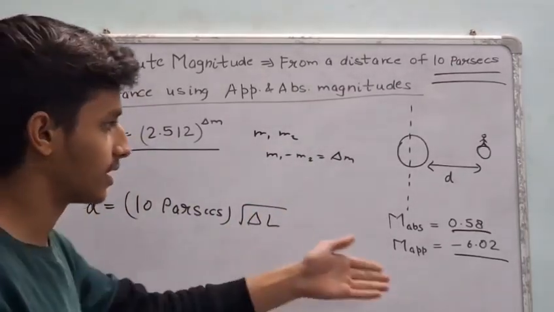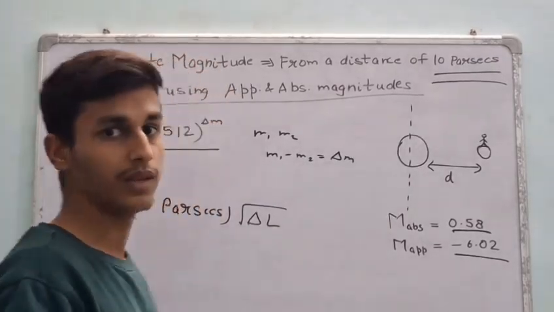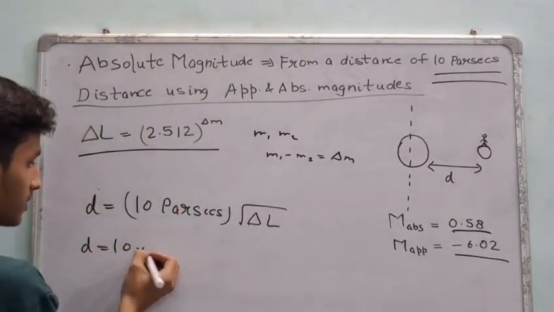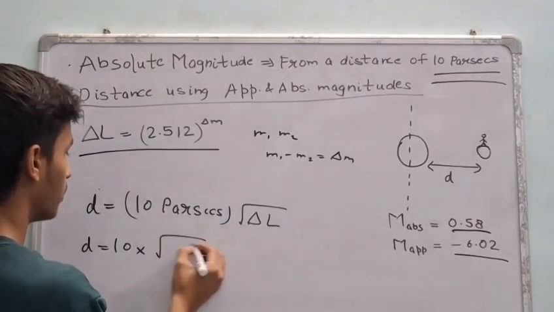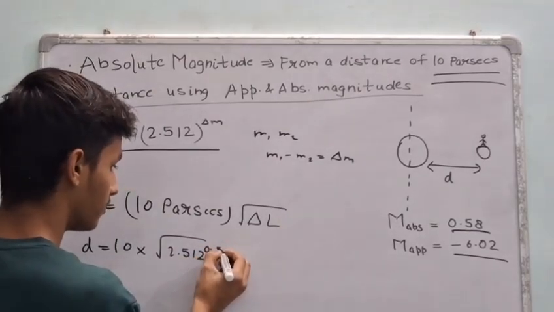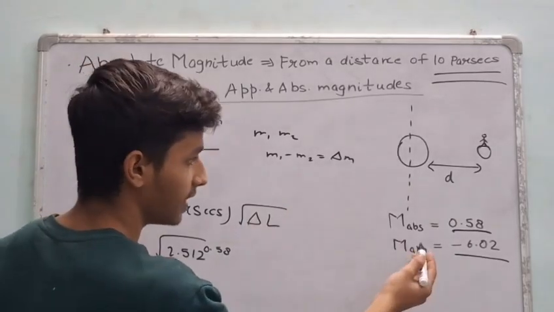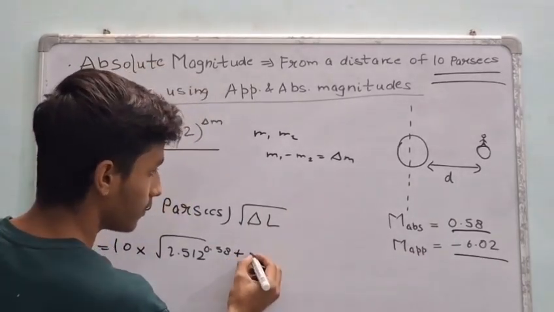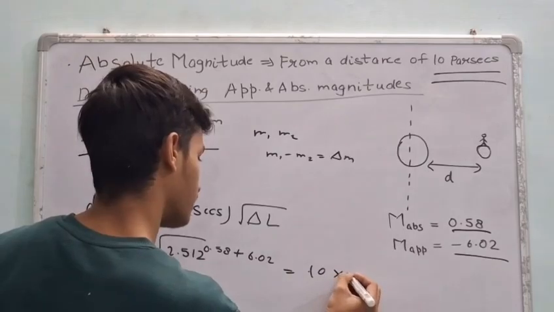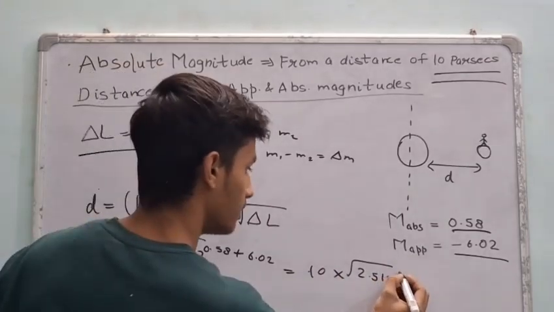So let's consider this star which has an absolute magnitude of 0.58 and an apparent magnitude of minus 6.02. We come up with the distance equals 10 times root of delta L. Delta L will be 2.512 raised to the power of 0.58, minus minus 6.02, which will become positive 6.02. So it is 10 times the root of 2.512 raised to the power 6.6.